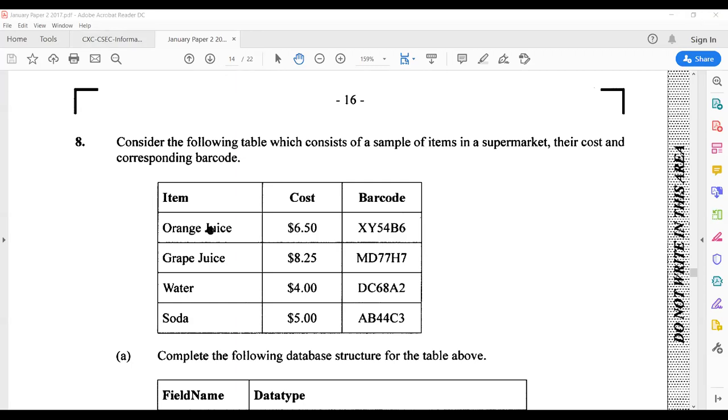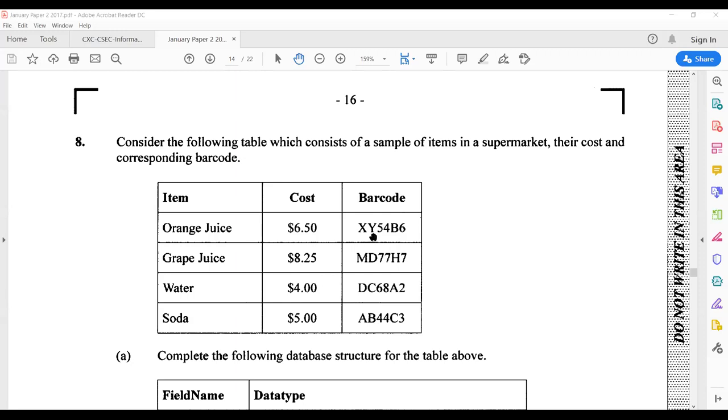All right, so first thing you need to do is look at the data and look for a pattern. Generally when you sort, it will be in some sort of order, right? Like alphabetical order or ascending or descending order. So you have orange juice, then grapefruit, and then water, right? So this is not any sort of alphabetical order. Then you have $6.50, then a number that is higher, 825, and then a number that is lower than the first one. So this is not good.